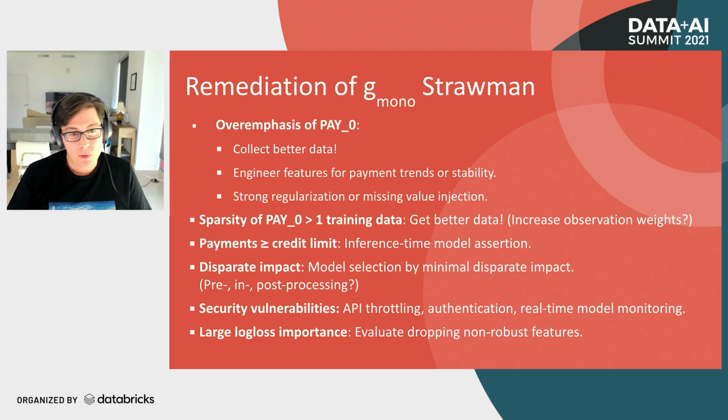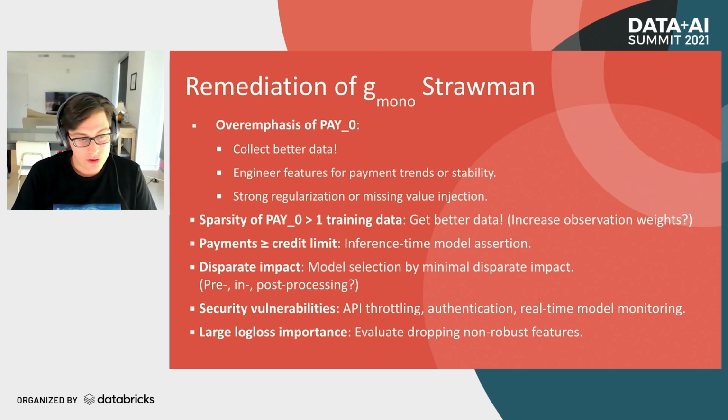The model put too much emphasis on pay zero, could have gotten better data. We could have done some feature engineering to try to draw that importance off pay zero a little bit. Or we could have done some very strong regularization, like L0 regularization or missing value injection of pay zero to try to decrease the importance of pay zero and spread the importance across other variables. So I wasn't just operating with a single business rule type model.